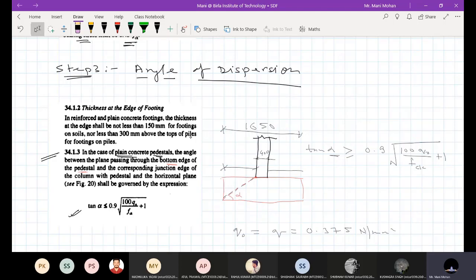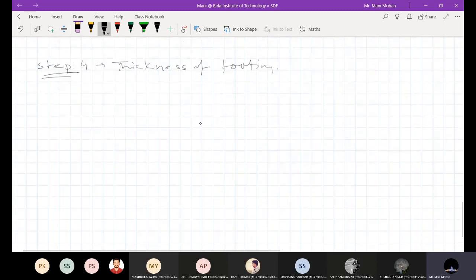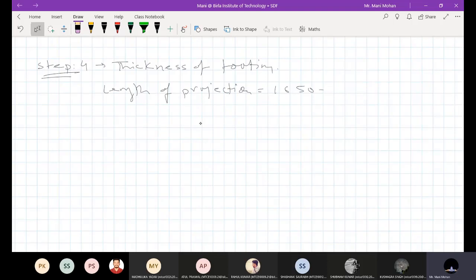So this is the length of the projection. What is going to be the length of projection? It will be 1650 minus 400 divided by 2, so 1250 divided by 2, which will give us 625. So the length of the projection is 625 mm.